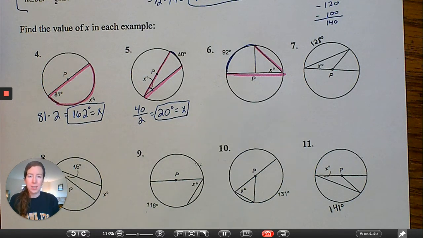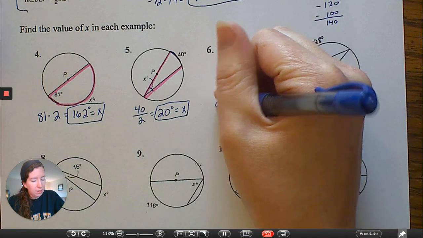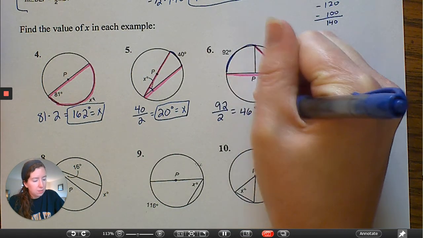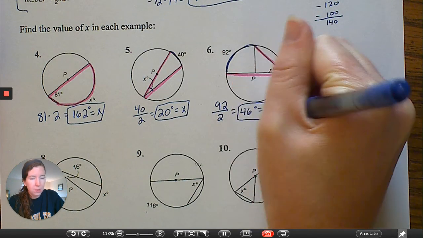Obviously, you'll have your toolkit to help you remember this, but if you're doing it without your toolkit and you want to remember which one is half and which is twice, think about the ice cream cone. It's always smallest at the bottom of the cone and biggest at the top. So you know the angle has to be smaller than the arc. Specifically, the angle is half the measure of the arc. So if I divide 92 by 2, I get 46 degrees for my value of x.